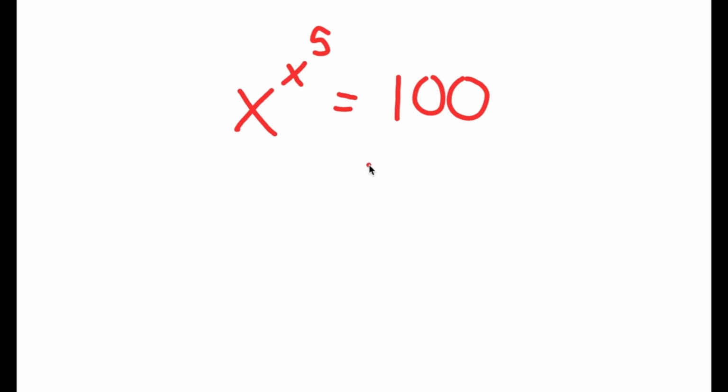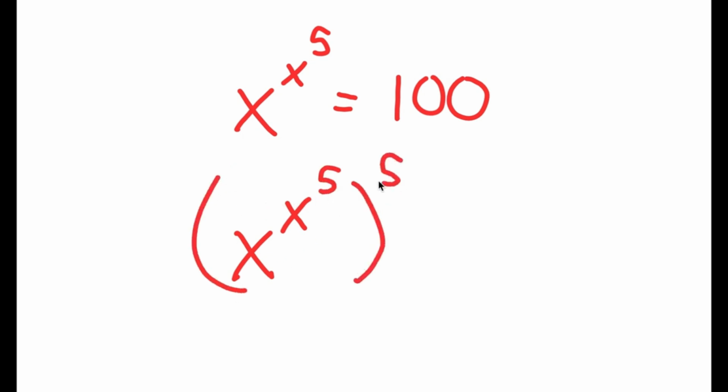Alright, so in this problem, I have x to the power of x to the power of 5 is equal to 100. So, to solve this, I'm going to first start by taking the power of 5 on both sides. So I get x to the power of x to the power of 5 to the power of 5 is equal to 100 to the power of 5.